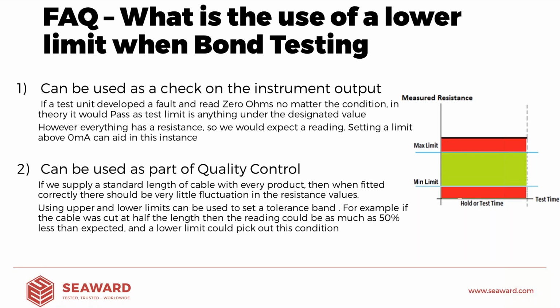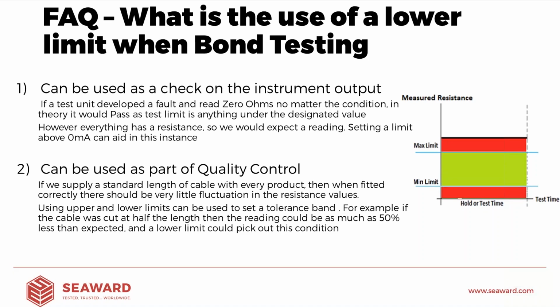But we know we shouldn't be getting 0 resistance. We know we're going to get some resistance due to the cabling. So we could set a lower limit slightly above 0 that would pick up this failure condition. Therefore, if the machine did start to read 0, it would at least start to fail the test, and the operators could raise a warning and get someone involved.